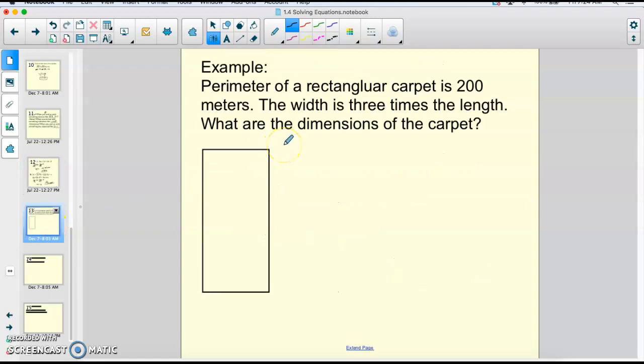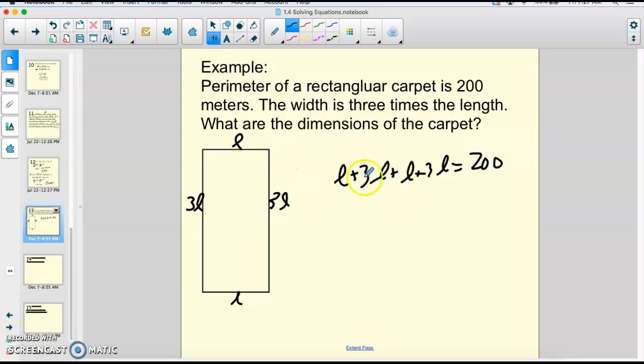All right, so an example here: the perimeter of a rectangular carpet is 200 meters. The width is 3 times the length. What are the dimensions of the carpet? Okay, so let's say we have the length, right? Now the width is 3 times that length, so this is 3 times longer than this one, so we should do 3L. And then obviously it's rectangular, so it's the same over here, and this is L as well. Now we know the whole perimeter is 200 meters, so we just do length plus 3L plus length plus 3L equals 200.